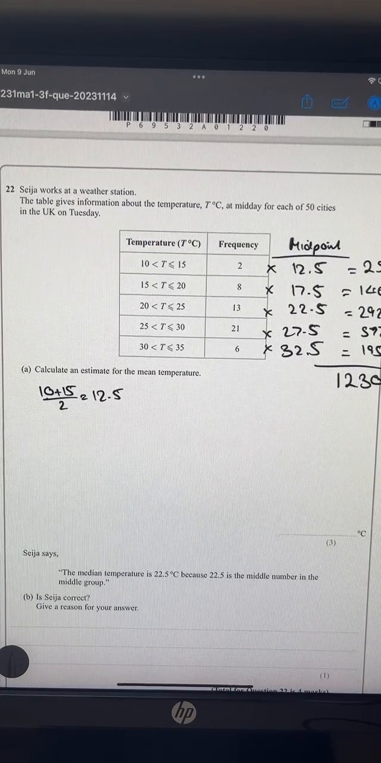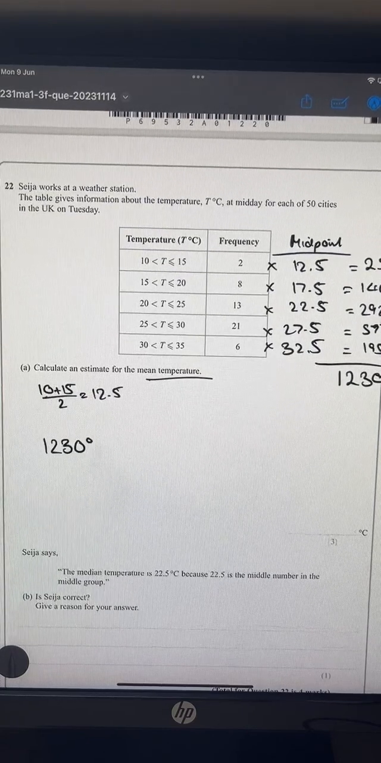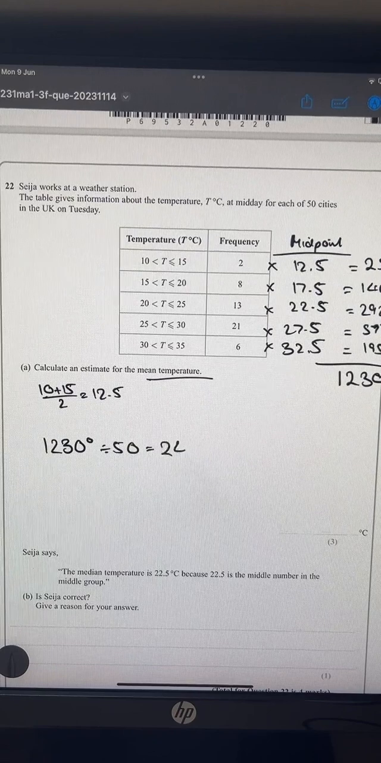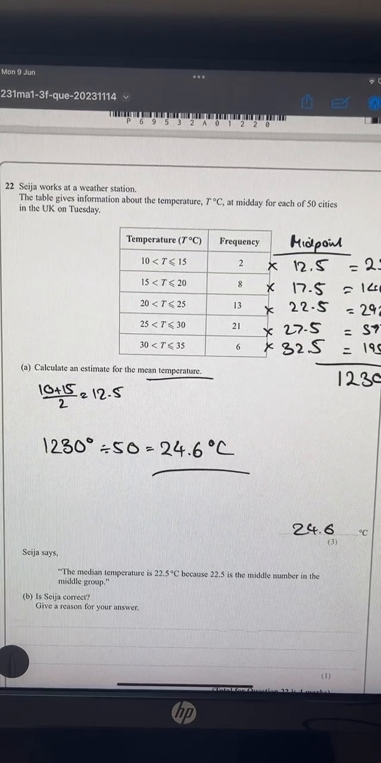But I need to find the mean temperature. Well, I've got 1230 degrees in 50 cities. So I just divide through, and if I put that in my calculator, 1230 divided by 50, I get 24.6 degrees Celsius as my mean. All right, so that's how you do it.